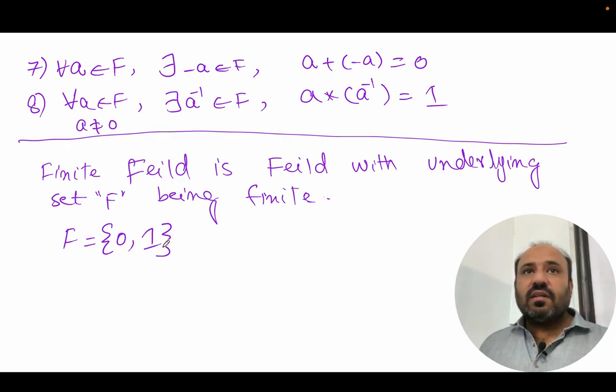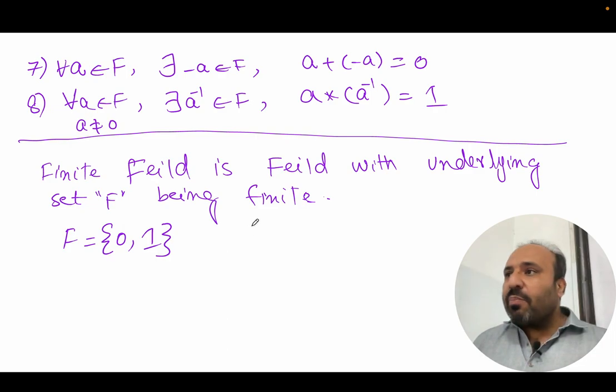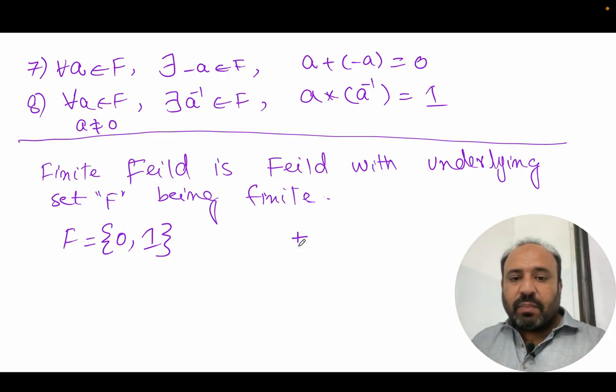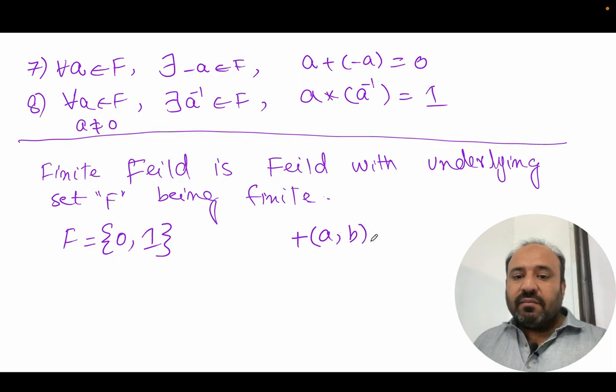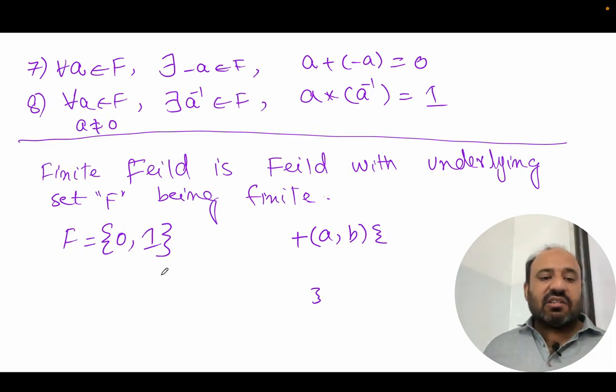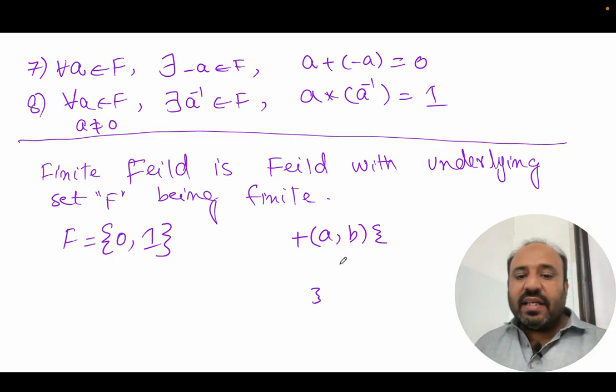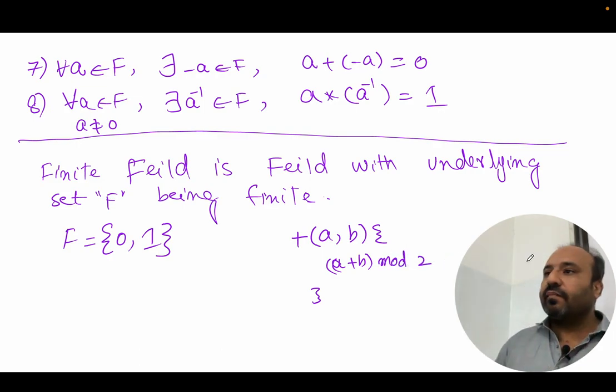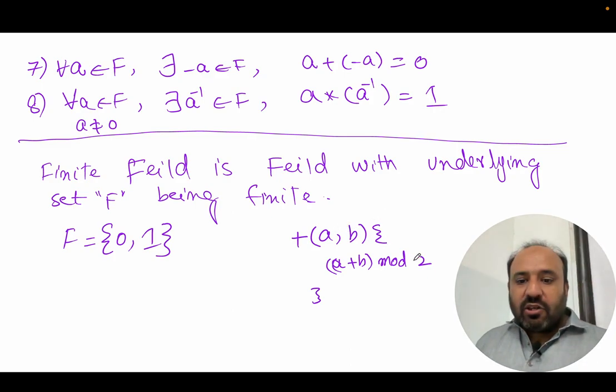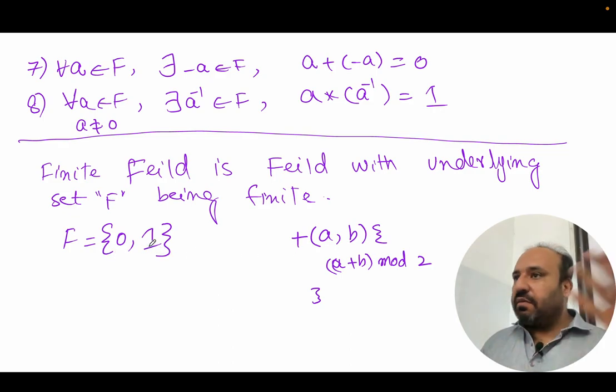This is a field {0, 1}, and the plus operator is overloaded as follows: plus AB. This is the definition of plus I am giving. Whenever you want to add two objects from this, I am overloading the definition. I am overloading the plus operator. Plus AB is ordinary A plus B mod 2, where 2 is no longer a number in this field, 2 is an integer.